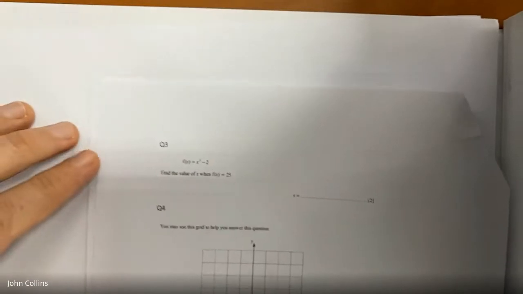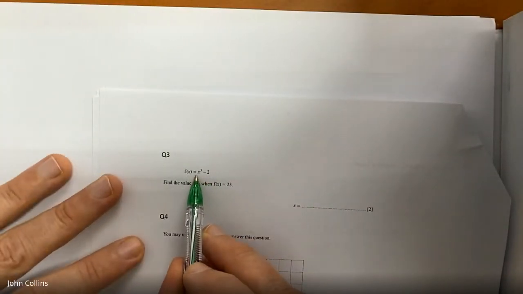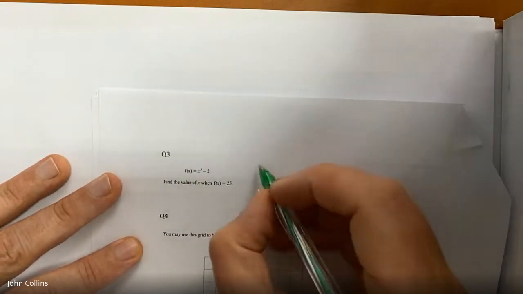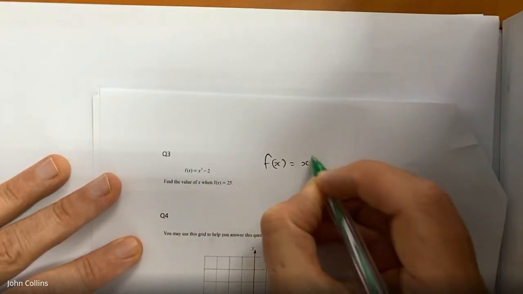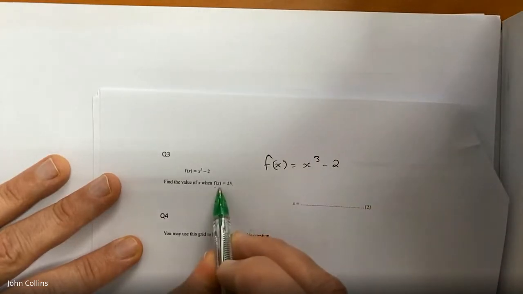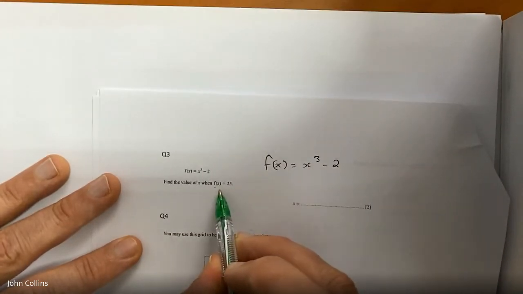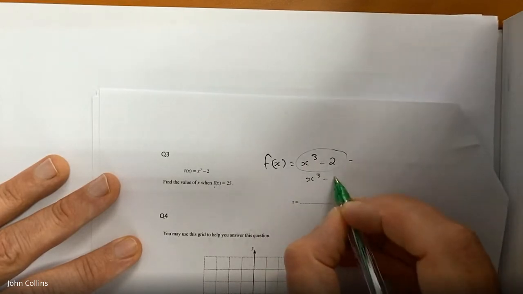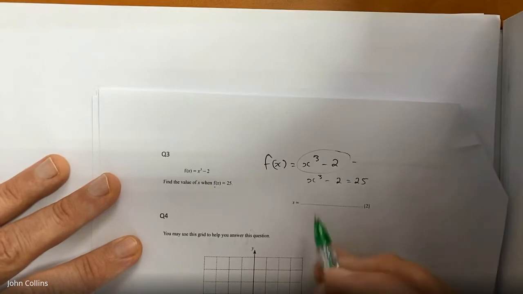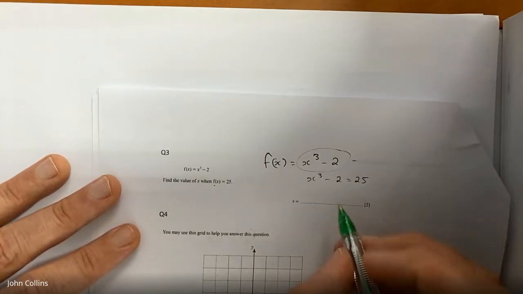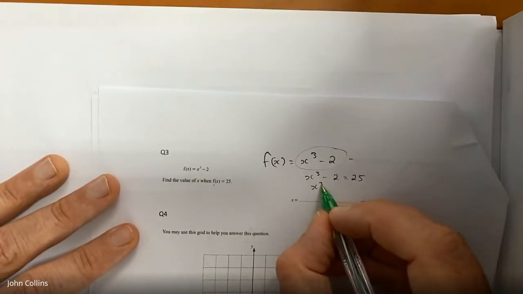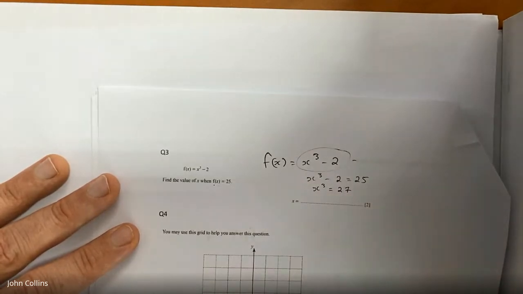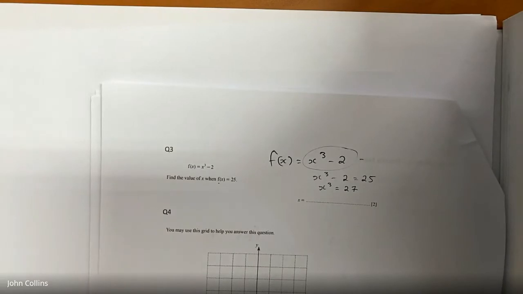All right, so question 3. It's hard to see here, but that's an x cubed, I think. So f of x is x cubed take away 2. Find the value of x when the function equals 25. So this equals 25. So x cubed minus 2 equals 25. Solve that. So add 2 to both sides. We end up with x cubed equals 27. And then it's the cube root of 27, which we can do on our calculator if you weren't entirely sure.